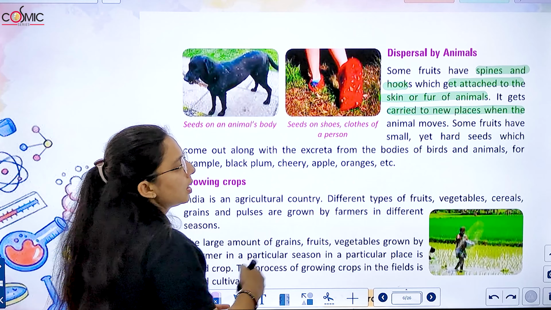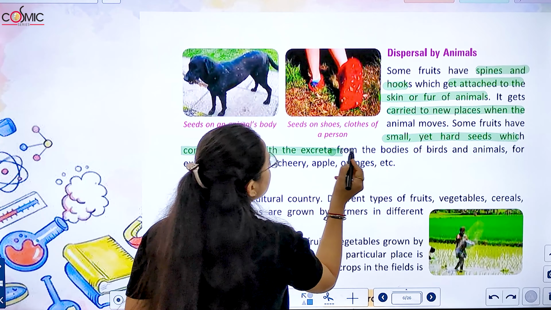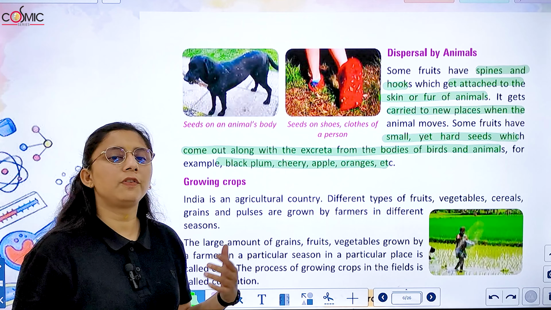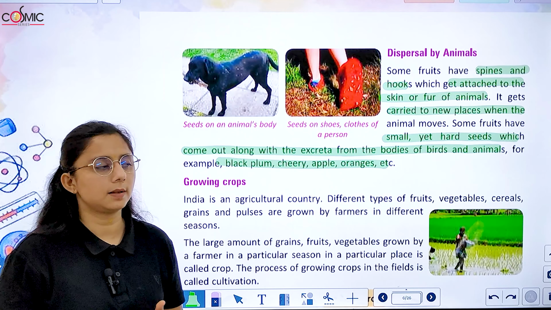And some of the fruits have small yet hard seeds which come out along with excreta from the bodies of birds and animals, like black plum, cherry, apple, oranges. What are these? These are the different fruits that animals eat and they disperse the seeds to different places.